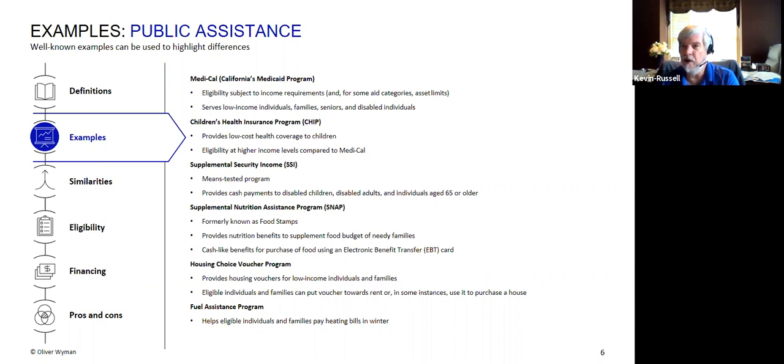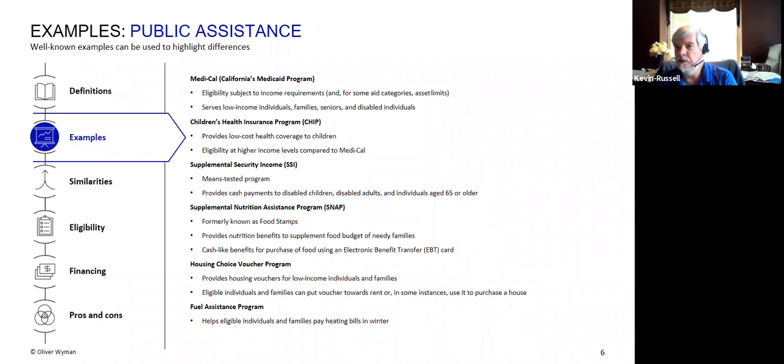Eligibility is for higher family incomes compared to Medi-Cal. The percentage of the FPL that qualifies for CHIP varies by state and can vary significantly. The third program is Supplemental Security Income, SSI. It's a means-tested program also, and it provides cash payments to disabled children, disabled adults, and individuals 65 and older.